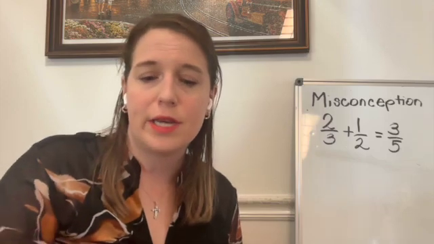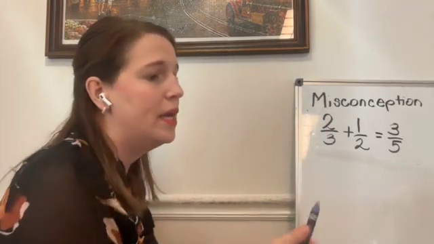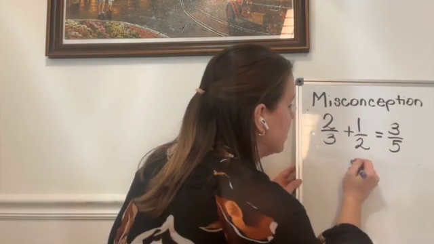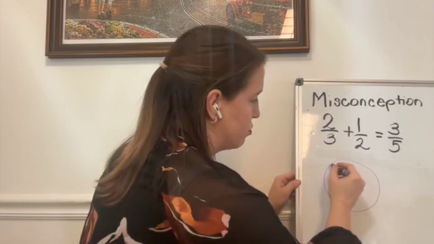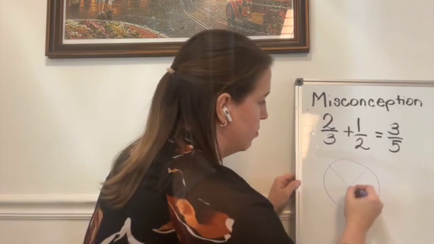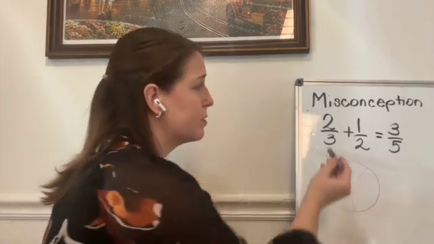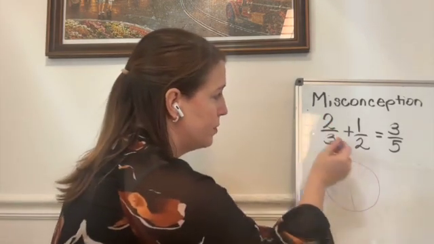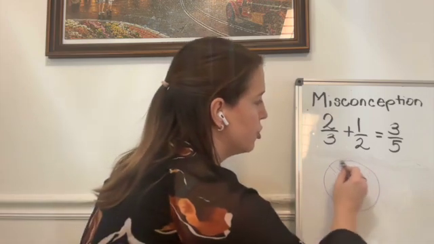Another way would be looking at a visual model and having the students visualize and draw that. So you could have the students draw a circle and then divide it into 3 equal parts. Then you can have the students color in from our first fraction. We have 3 equal parts, so 3 is our whole here, and color in 2/3.